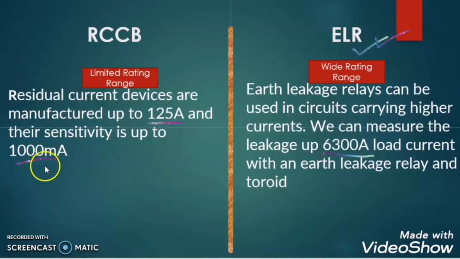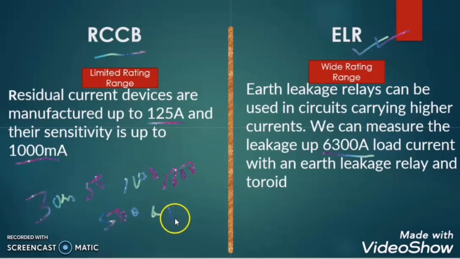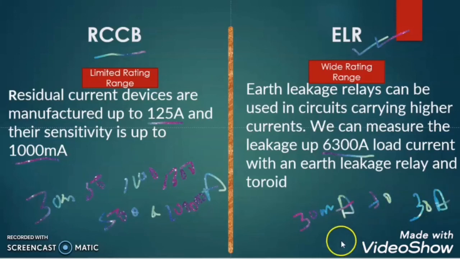So if I talk about the sensing range for the RCCB, the sensing range is up to 1000 milliampere, meaning 30 milliampere, 50 milliampere, 100 milliampere, 300 milliampere, 500 milliampere and 1000 milliampere. These are the ranges for the RCCB. But ELR is available with a sensing range from 30 milliampere to 30 ampere. It is a very wide range compared to RCCB. Hope you got the difference between the RCCB and ELR.